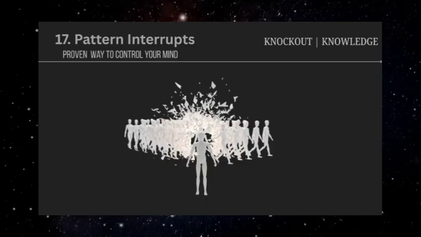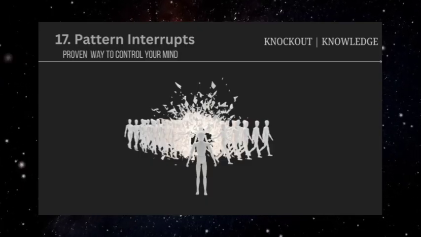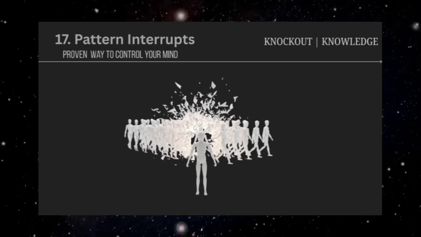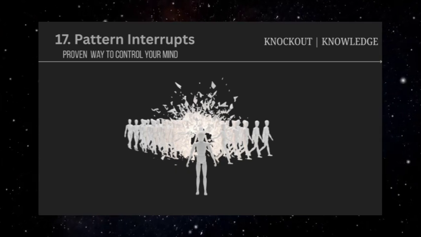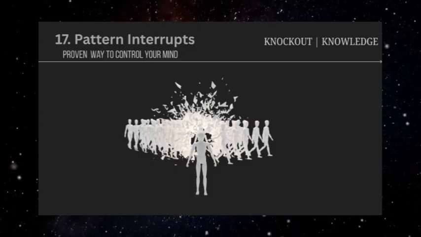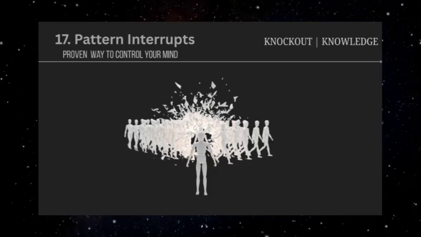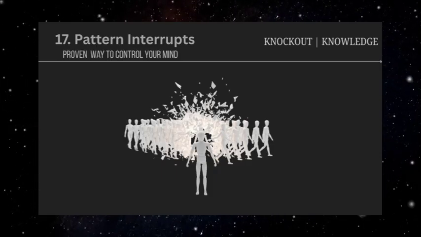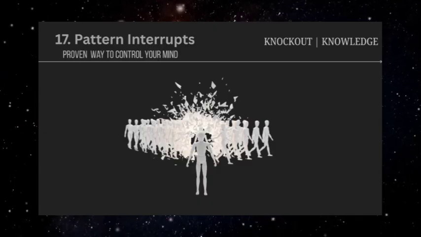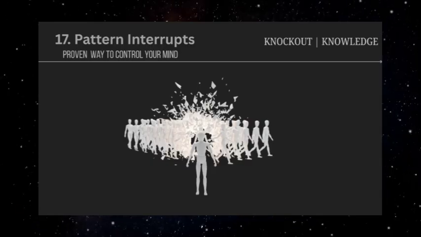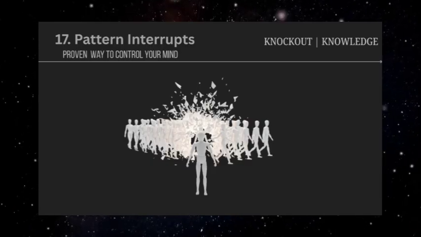17. Pattern interrupts. Disrupt someone's mental process to make them suggestible. Pattern interrupts are sudden disruptions of expected mental or behavioral sequences designed to create momentary confusion and increased suggestibility. When our brain is following a predictable pattern, whether in thought, conversation, or behavior, and that pattern is suddenly broken, we experience a brief moment of disorientation where our conscious defenses are lowered. Manipulators exploit these moments to insert suggestions, requests, or influences that might otherwise be rejected.